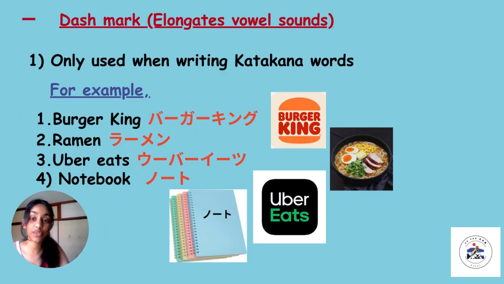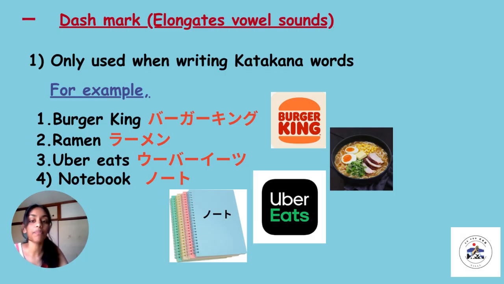Okay guys, next we have the dash mark. So the dash mark is used to elongate vowel sounds when writing katakana words only. For example, when you want to say Burger King, they say Baga King here. So when you want to elongate that ba sound and ga sound, you just add the dash mark next to that letter and then it emphasizes that you have to drag it a little bit extra. So it's not Baga King, it's Baga King.